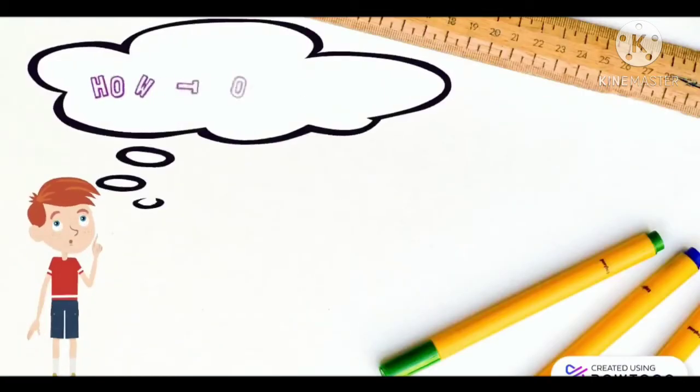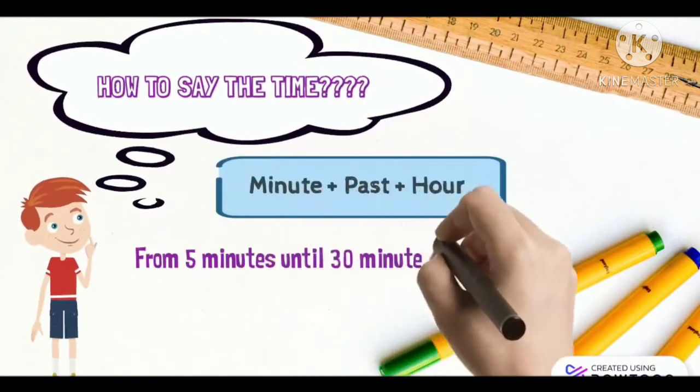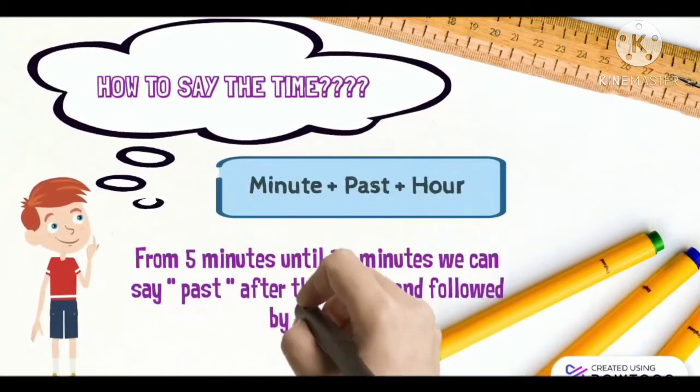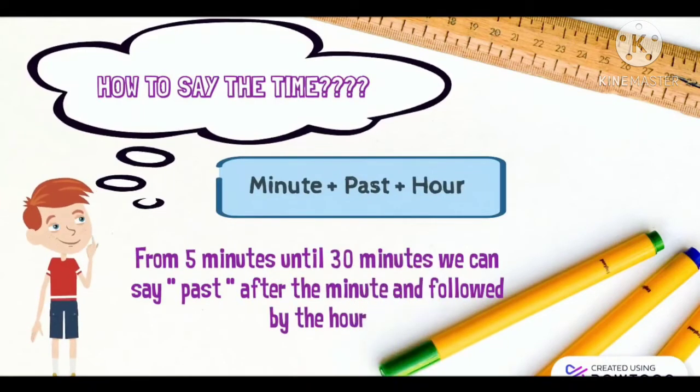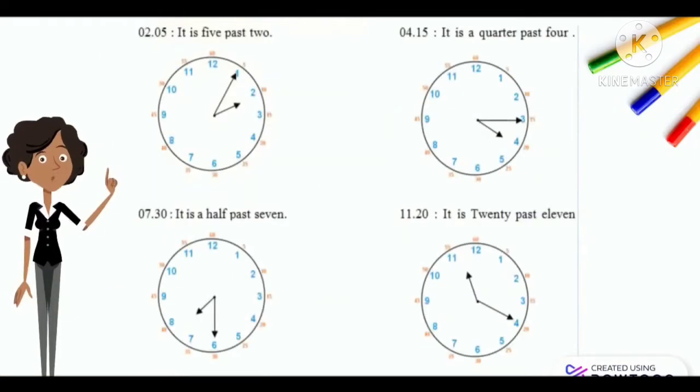Do you know how to say the time? From 5 minutes until 30 minutes, we can say past after the minute and followed by the hour. These are examples of time. It is 5 past 2. It is a quarter past 4. It is half past 7. It is 20 past 11.